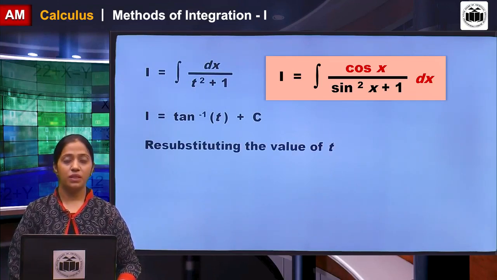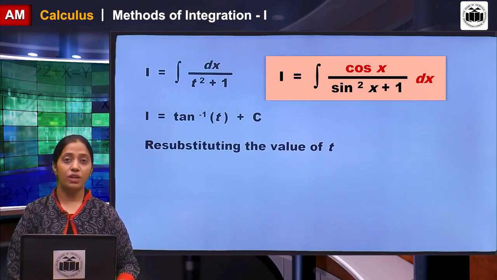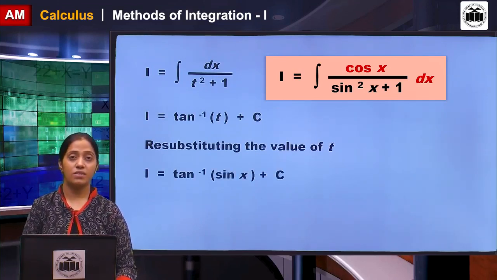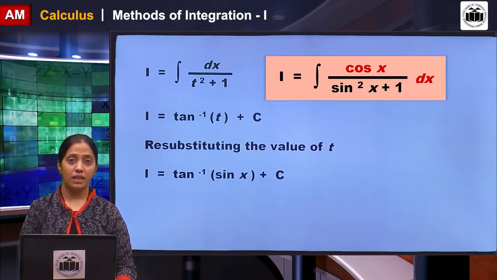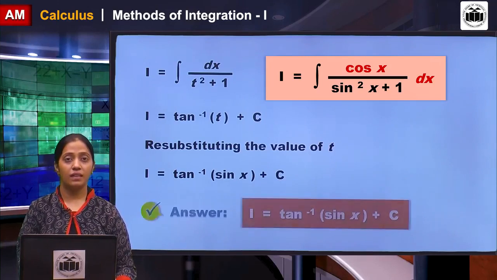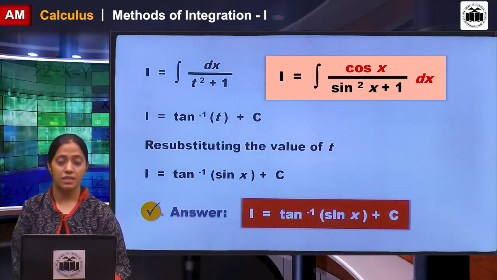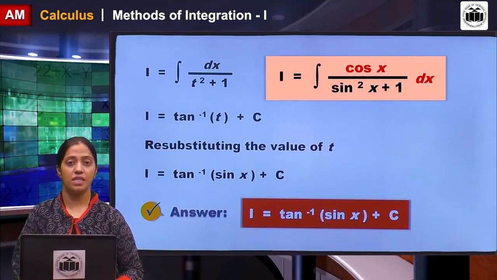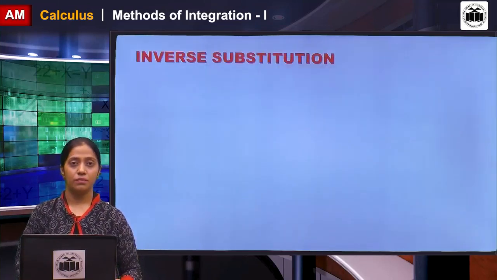Now resubstitute the value of t. And what t have we taken? We have taken t as sin x. So what is our I? I is equal to tan inverse sin x plus c. And that is our final answer. Now tell me, is it clear to all of you in the integration if the angle is given as x or if the angle is given as other than x? I hope that it is clear to you. That is inverse substitution.